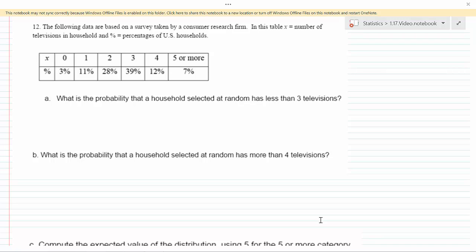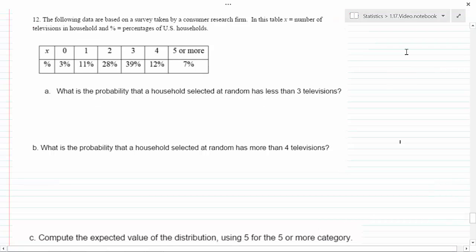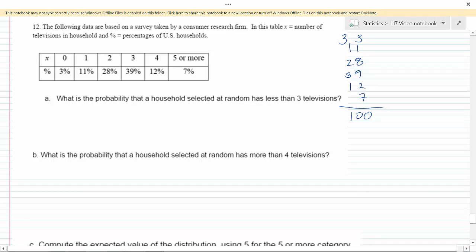Okay, looking at number 12, the following data are based on a survey taken by a consumer research firm. In this table, X is the number of televisions in a household, and the percent is the percentages of U.S. households that have that many televisions. This looks like a standard probability distribution to me, so let's check it to be sure that all of those probabilities add to 1. So this is a standard probability distribution.